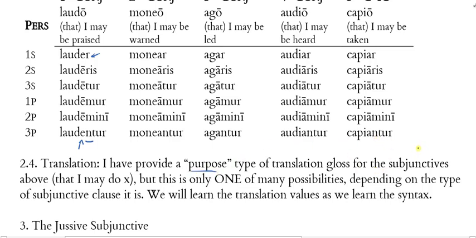for the subjunctives up above, that I may do such and such. Okay, but this is only one of many possibilities. And depending on the type of subjunctive clause it is in, we're going to use different translation values as we learn each of those different uses or syntax. So we can't always translate these as that I may do something.